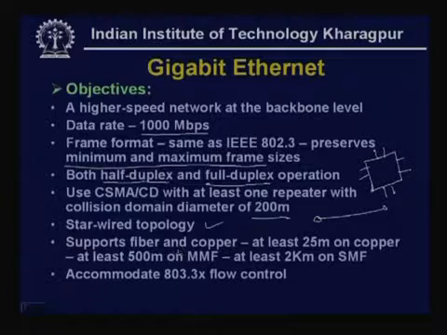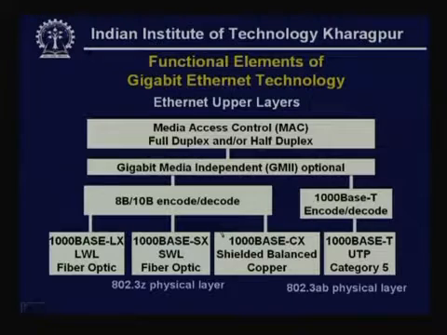And also it supports fiber as well as copper, at least 25 meters on copper and at least 500 meters on multimode fiber, and at least 2 kilometers on single mode fiber. And also it has added some more features which were not present in Ethernet or Fast Ethernet, that is flow control. I shall discuss it a little later. So, these are the functional elements of Gigabit Ethernet technology.